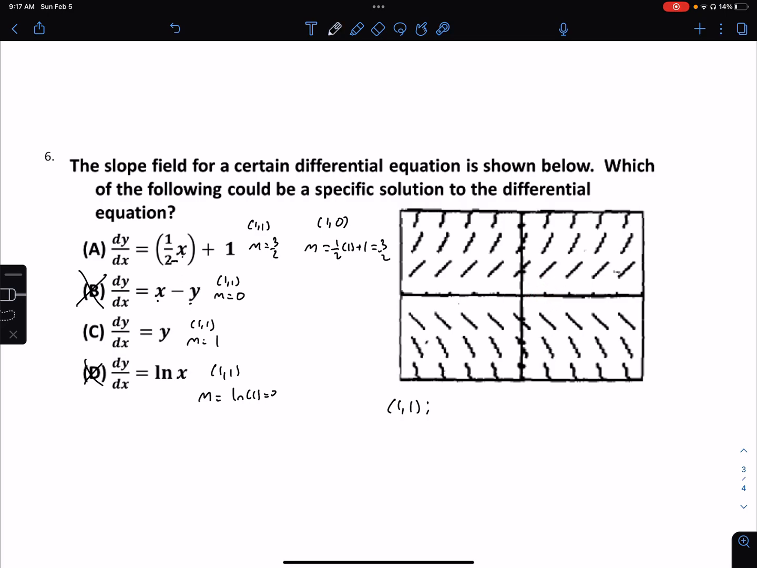Just to be sure, I'm going to plug it in here. If I plug in my point 1, 0 here, we're going to get just 0. That's a horizontal line. That's our horizontal line right there. So our answer at 1, 0, that does look like a horizontal line there. So our answer choice is, of course, C.